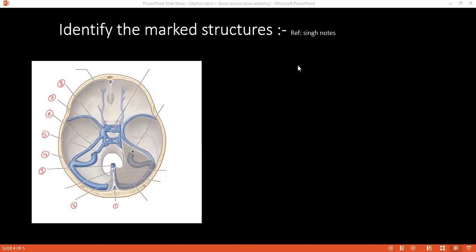And how does it lead to diplopia? Diplopia occurs because of pressure in the orbital fossa, as well as compression of the nerves, the trochlear and abducent nerve. That's why there is diplopia.